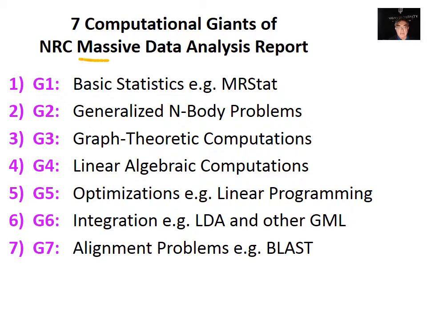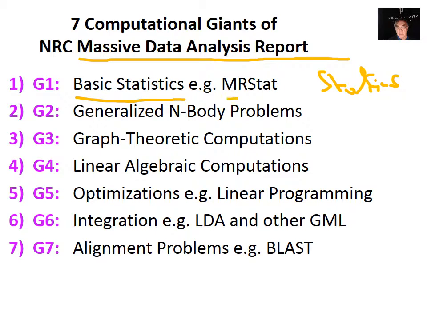Here we have the report from the National Research Council, Massive Data Analysis. This comes from a part of the report aimed at statistics. And so these are all statistics related areas. And we have basic statistics. That's illustrated with what I call MR stat in my classification, MapReduce statistics: adding over, overall standard deviations, averages, correlations, things like that. Then they notice the importance of the order n squared problem, which they term the generalized n-body problem.